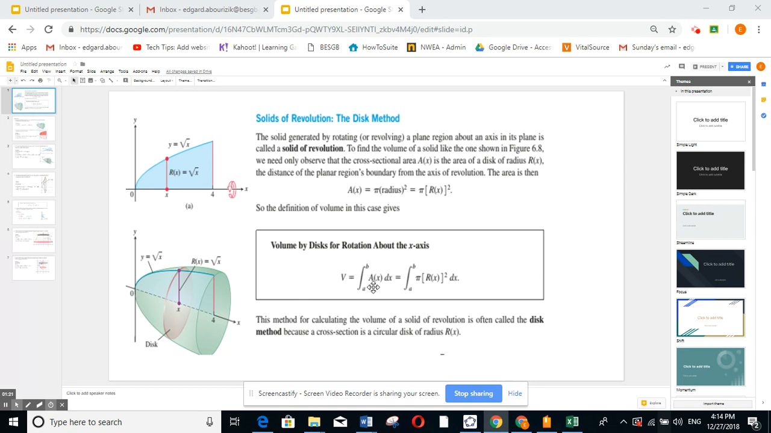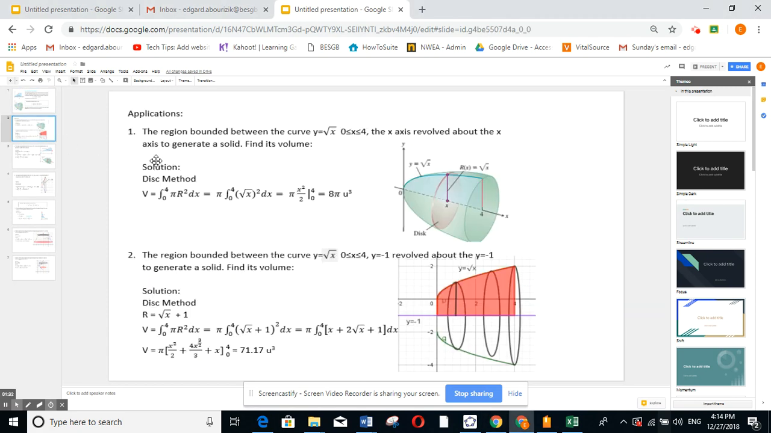So always volume equals, as we did before in the cross section, which was the area A(x), but here the area of a circle is pi r squared. So it's the same as the cross section, but here always circular. Here let us take an example. Suppose I want to rotate the region y equals root x from 0 till 4, revolved about the x-axis. Find the volume of the generated shape.